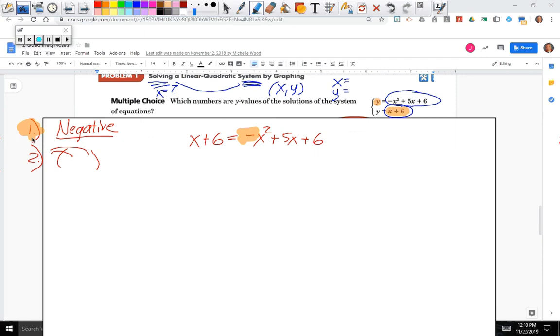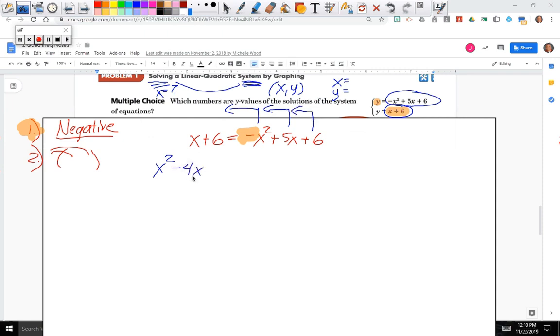So my point is this. To limit mistakes, you should move this to the left, so that your biggest power of x, the coefficient in front of x, is positive. Here we go. So what would I get? X squared, move everything, right?